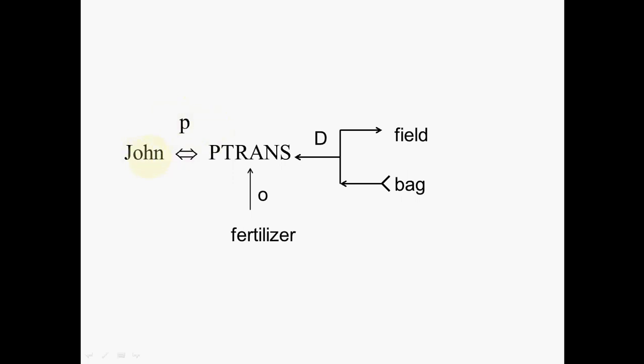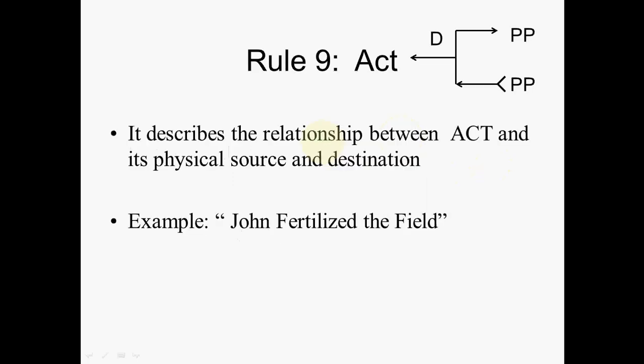fertilized the field. So John fertilized, it's a past tense. So what he did, he physically transferred the object, that is fertilizer. Why is it P trans? Because the fertilizer was moved from the source, that is the bag, and it was taken to the field and sprinkled. John fertilized, and the destination relation is the fertilizer from the bag was moved into the field. So this is how rule 9 can be described.